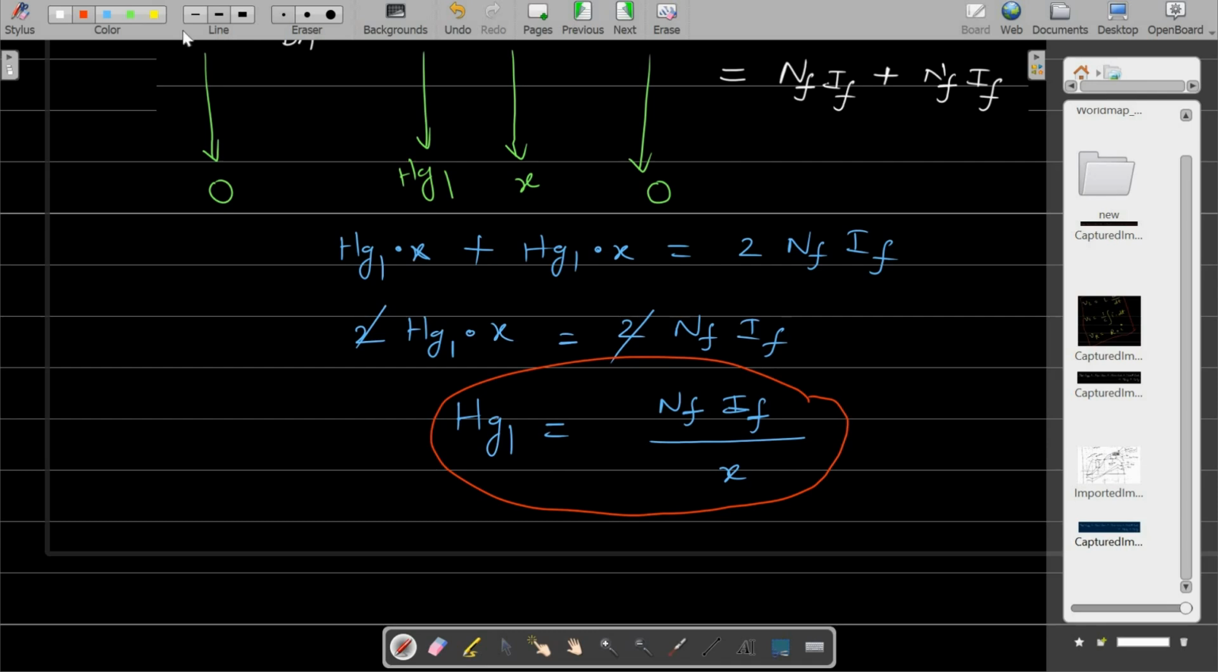This NF IF is nothing but the MMF per pole. I have already discussed this. And this X is nothing but the gap length. What is that gap length? I will show it in the previous slide.